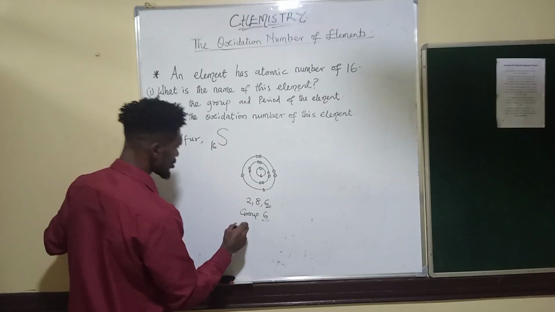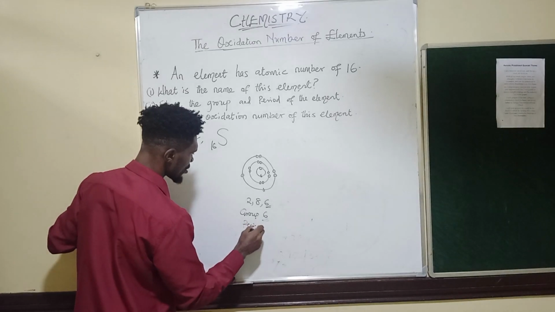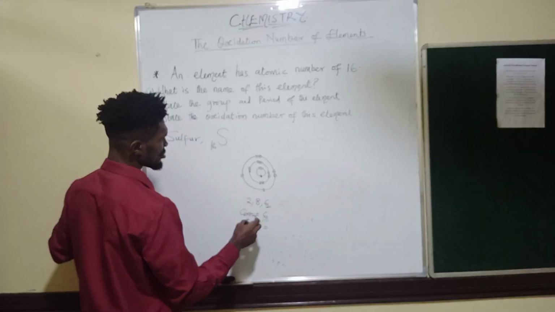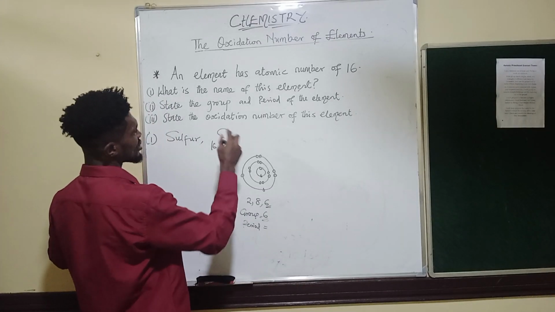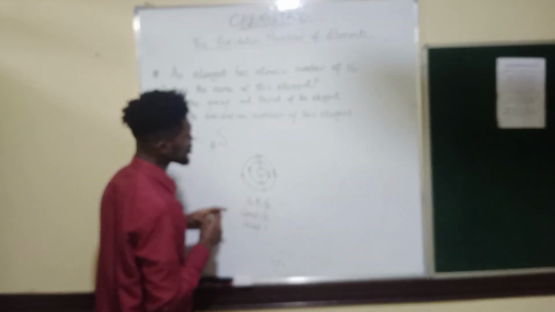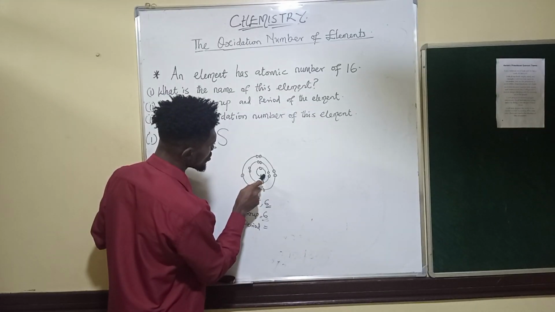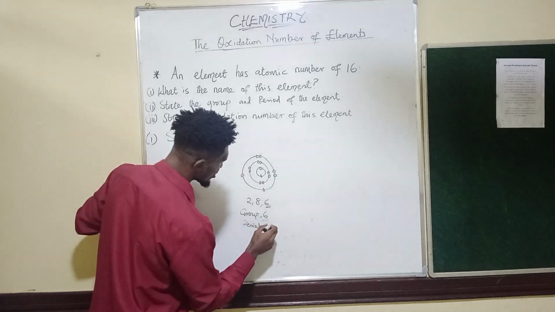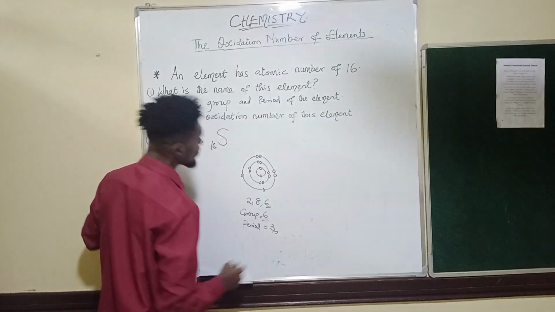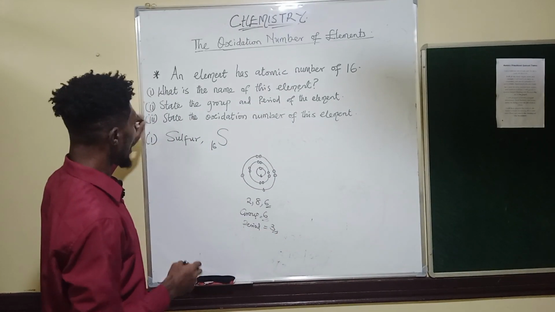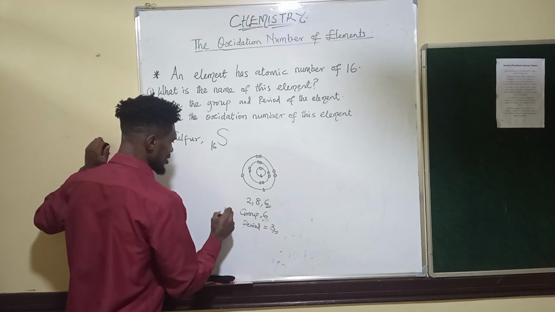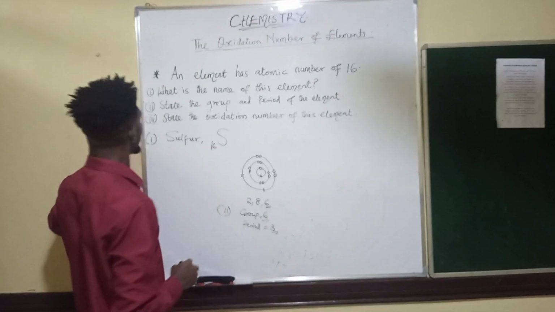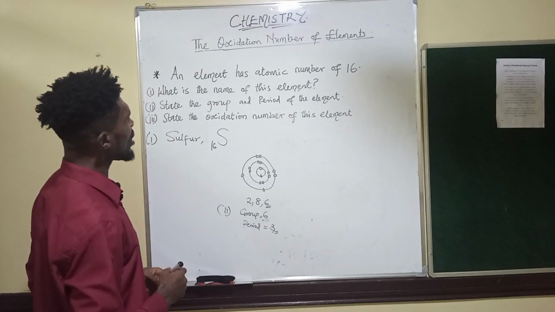Now the period is the number of shell. So let's count. The first shell takes 2, 1, 2, 3. So the period is period 3. So we're done with what? II. This is II. Then state the oxidation number of this element.